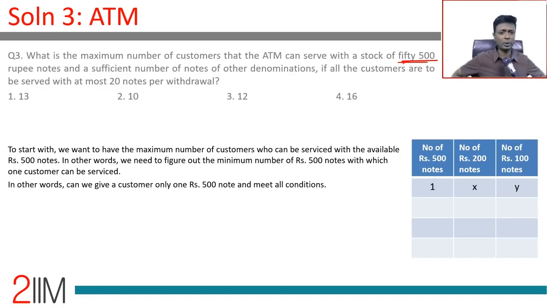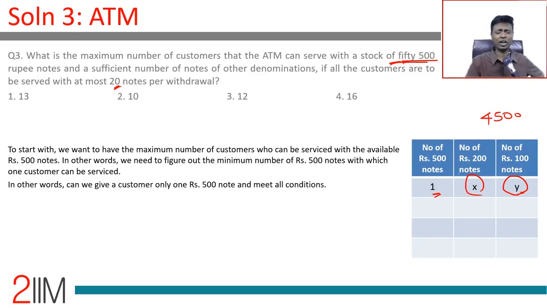When at most 20 notes and as few 500 rupee notes as possible, then we serve each customer with the minimum possible number of 500 rupee notes. That means we can stretch out our 50 500 rupee notes as much as possible. So obviously we cannot do it with 0 500 rupee notes because with 20 notes, if all 20 were 200 rupee notes, that will still amount only to 4,000 rupees. So let's say we have one 500 rupee note. That means this X plus this Y, they together amount to 4,500 rupees.